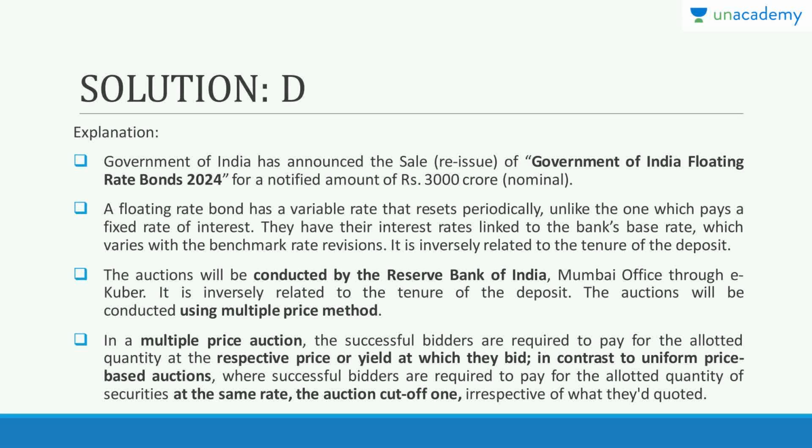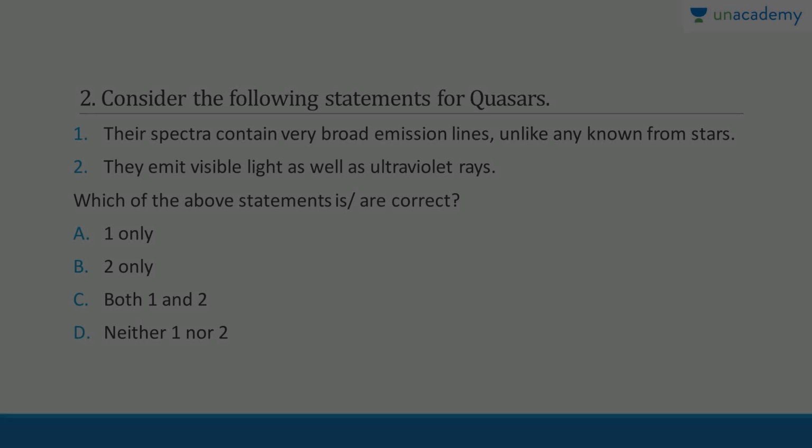Okay, so Government of India has announced the sale or reissue of Government of India floating rate bonds 2024 for a notified amount of rupees 3,000 crore, which is nominal, and the auctions will be conducted by the Reserve Bank of India Mumbai office through Ecobear. The auctions will be conducted using multiple price method, and you can read more about it here.